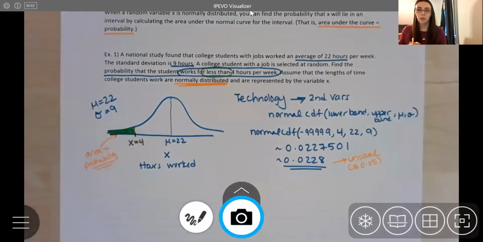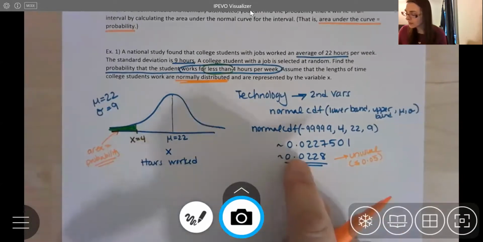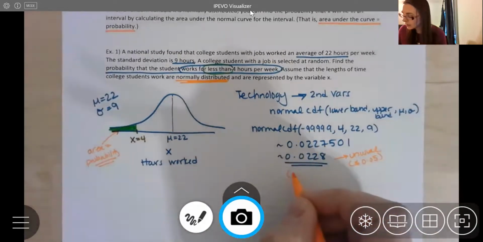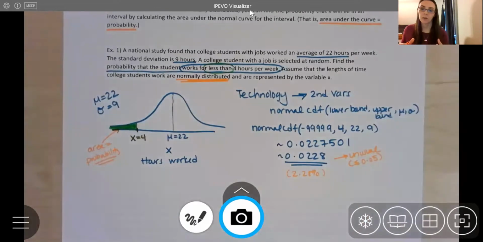So if most students work on average 22 hours a week, it'd be very unusual for a student to only work up to 4 hours a week, right? So this is very small. If you want this in percent form, you can always multiply it by 100, and you would see that about 2.28% of students work less than 4 hours per week. So it's a very, very small number. So it would be pretty unusual. Most students are going to be working more than that.